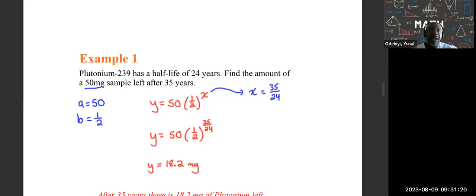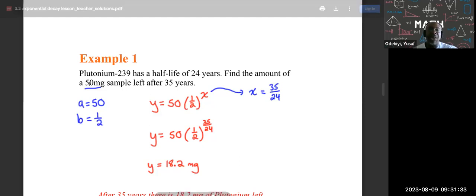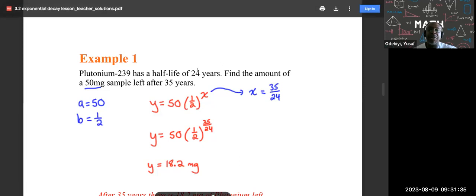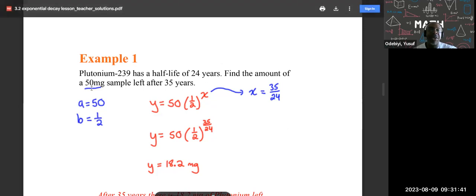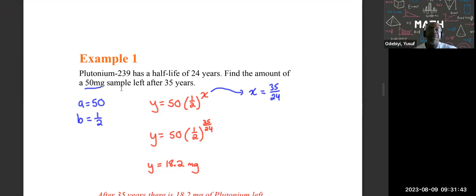Find the amount of a 50 milligram sample left after 35 years. Remember, it takes 24 years for 50 milligrams to go down to 25 milligrams, right? Because it says half-life, it takes 24 years. So half the amount would be after 24 years. But we want to know how much is left in 35 years.